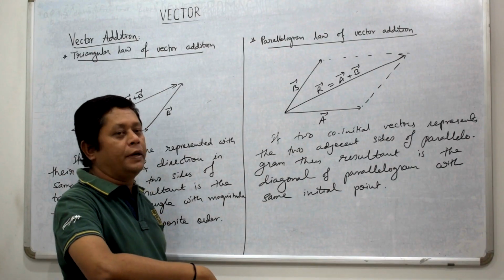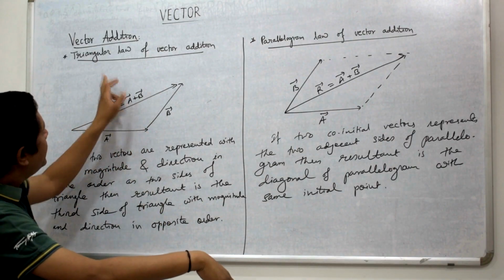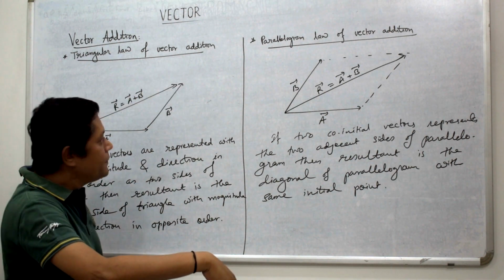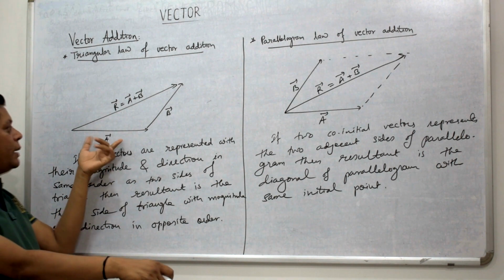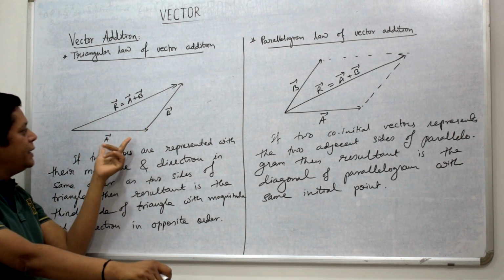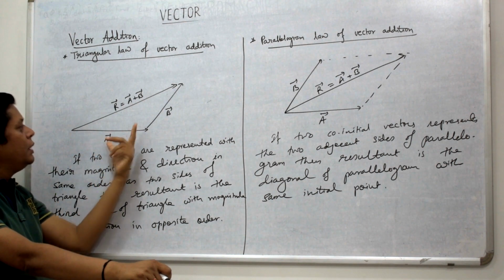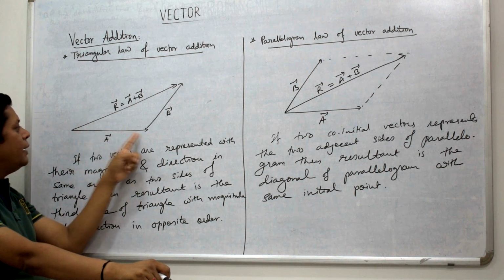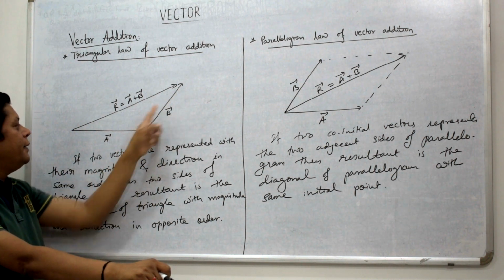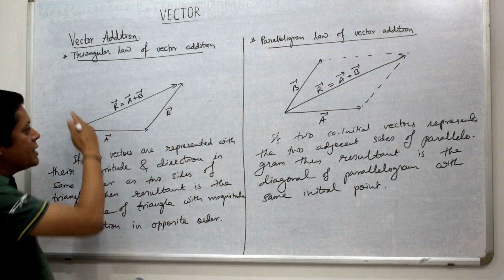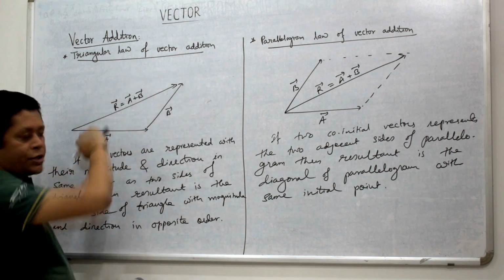Next is vector addition. There are two laws. One is the triangular law of vector addition. What it says is that if two vectors, let's say vector A and B, are represented with their magnitude and direction in the same order, you can say vector A tail, head, vector B tail, head, they are in the same order. We can consider it as an anti-clockwise direction.